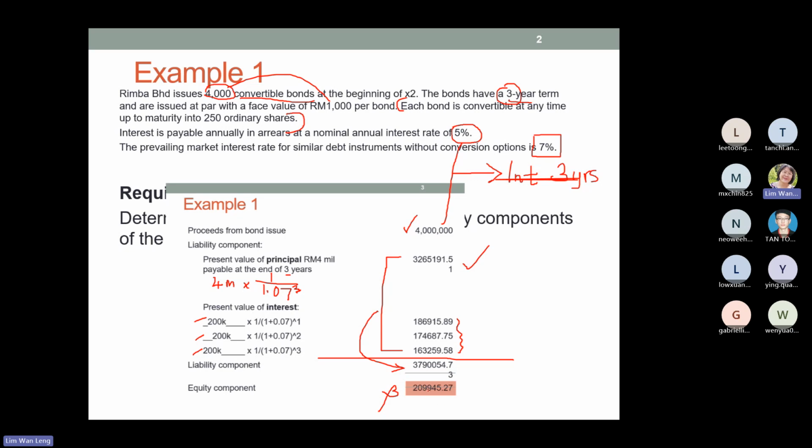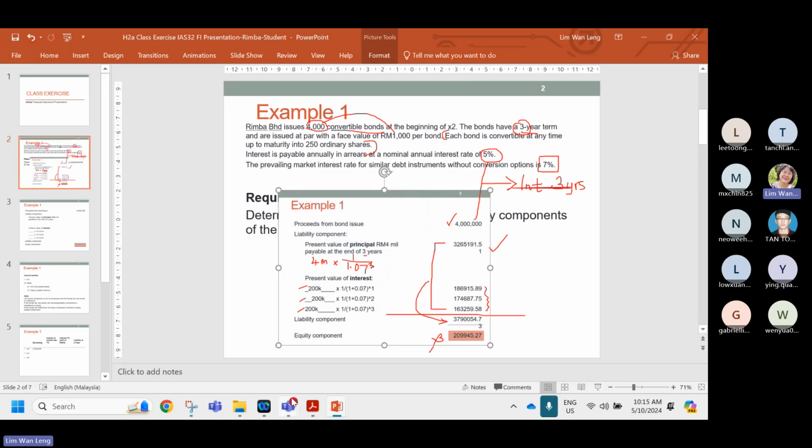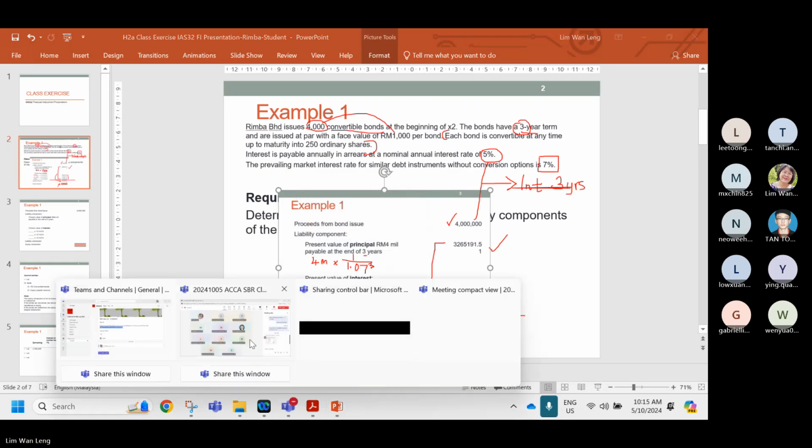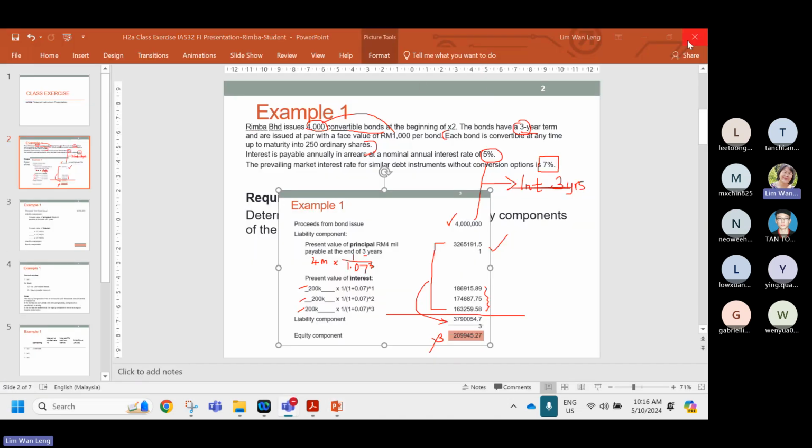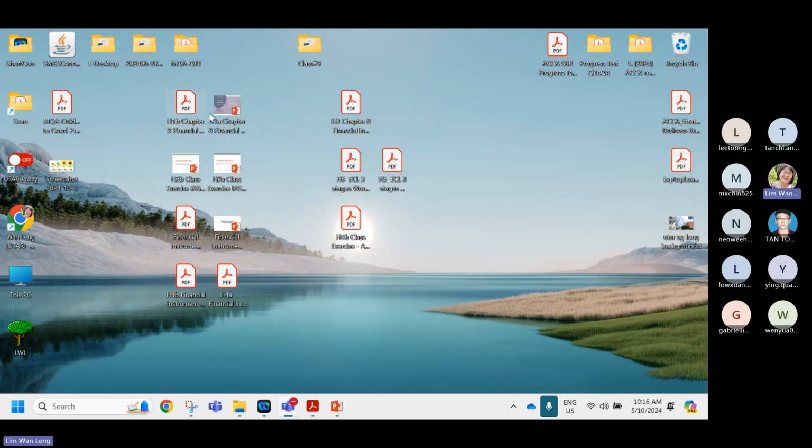So 209,945 or 209,945.27, almost there. Okay, thank you for sharing this answer, Dongmun. Okay, so now we can look at other parts of this question already.